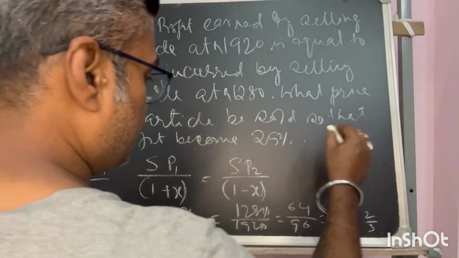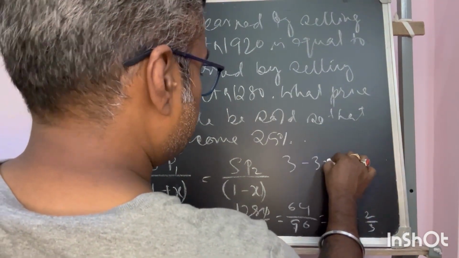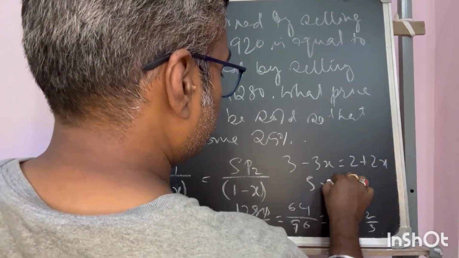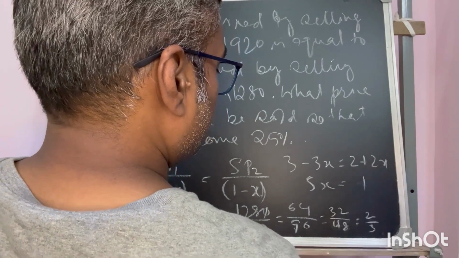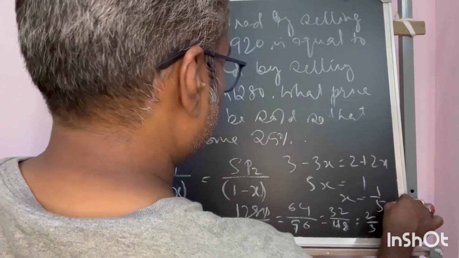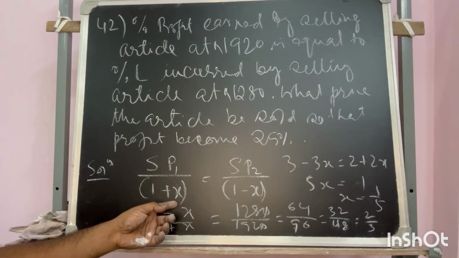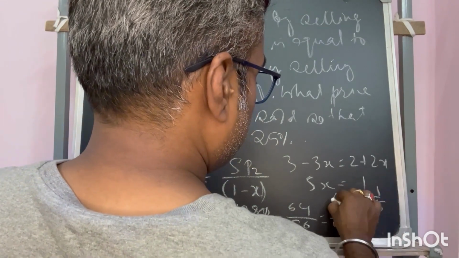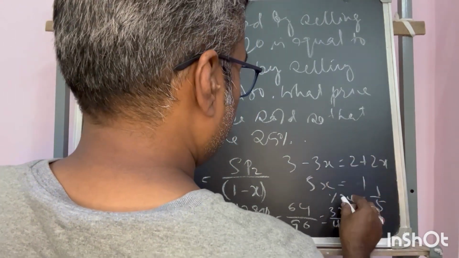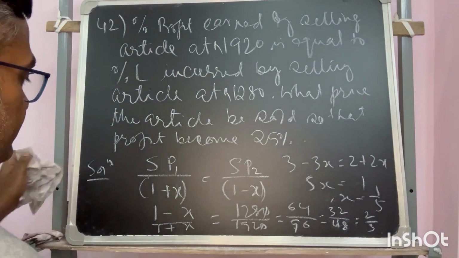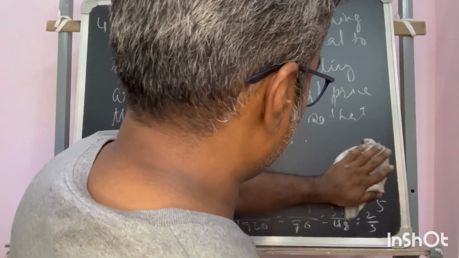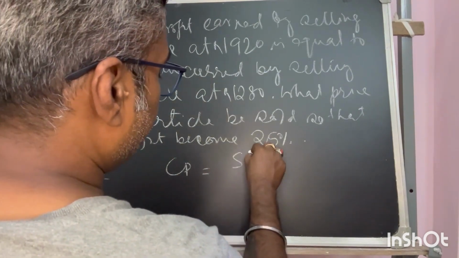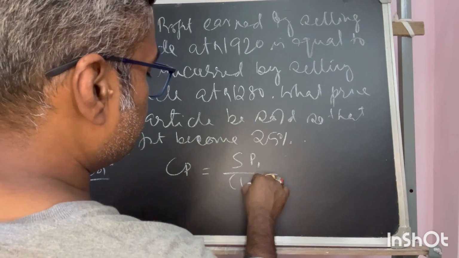Now from there, 3 minus 3x is equal to 2 plus 2x, so that means 5x is equal to 1, x is equal to 1 by 5. So what have I assumed? x is the percentage profit or loss. If I take percentage, I need not take it because x is 1 by 5. Okay, let it be 1 by 5. So your profit percentage is 1 by 5. So what you need to calculate is the cost price, which is equal to any of the selling prices. Let's say this is 1 plus x.